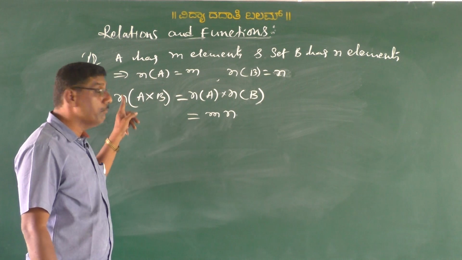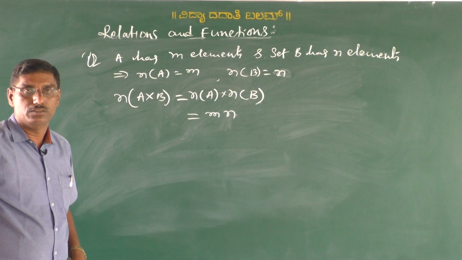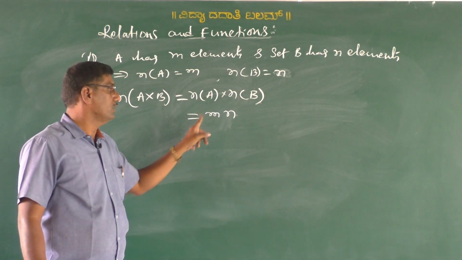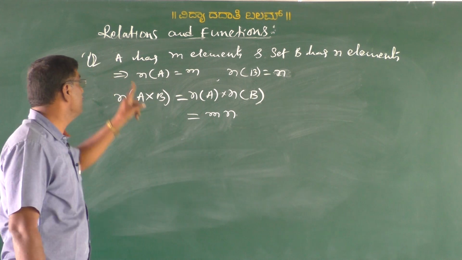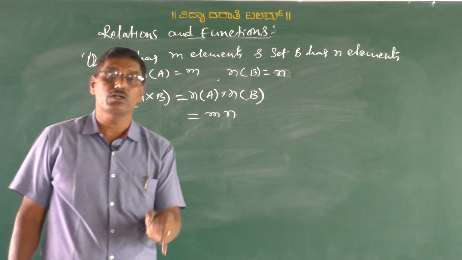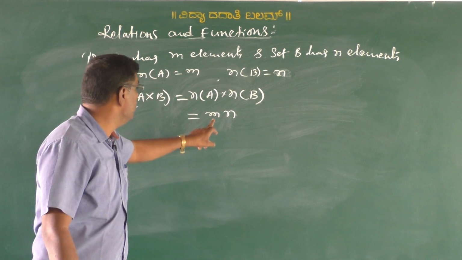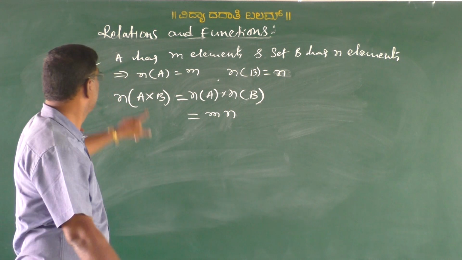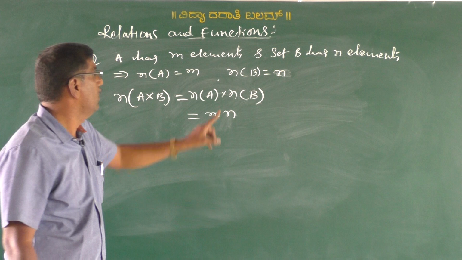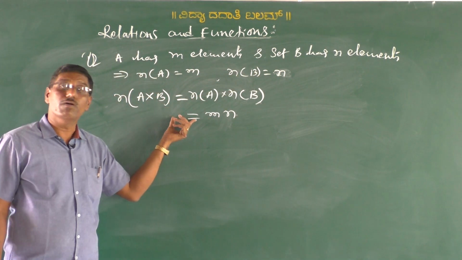That is, the number of elements of the Cartesian product of two sets is given by the formula n of A into n of B, that is equal to mn elements. Therefore, n of A cross B, the Cartesian product of two sets A and B, has mn elements if set A has m elements and set B has n elements. Are you understood? This is the important formula.